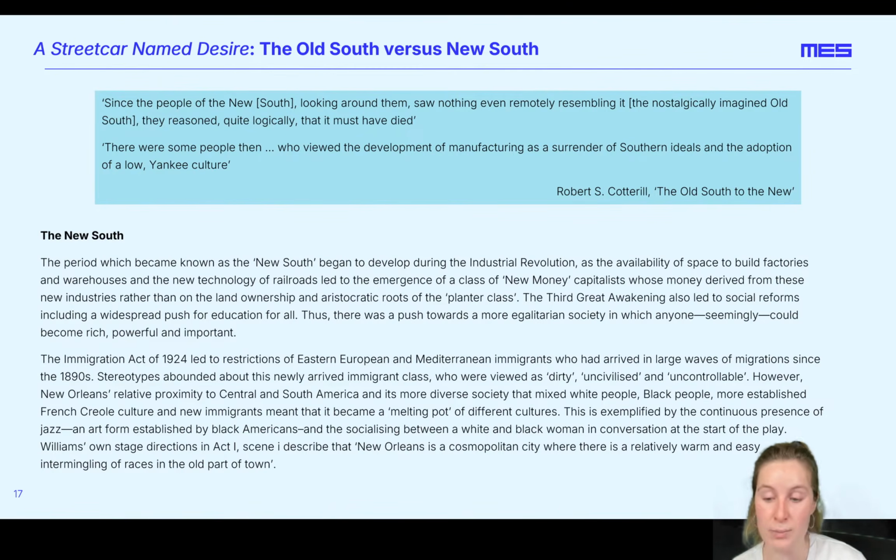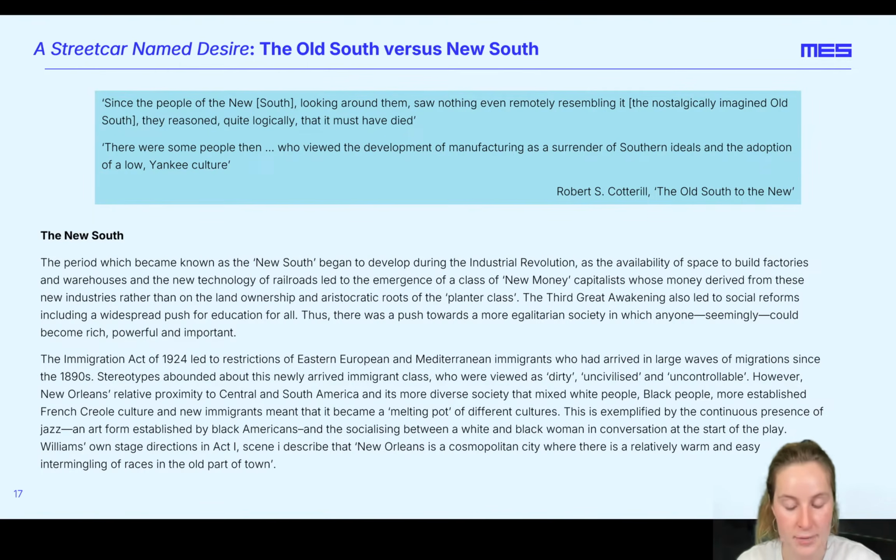Thus, there was a push towards a more egalitarian society, which means more equal for everyone, in which anyone seemingly could become rich, powerful, and important. That seemingly is important because there were still institutional issues that kept people from those resources.